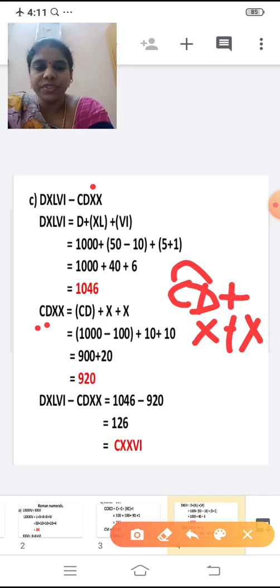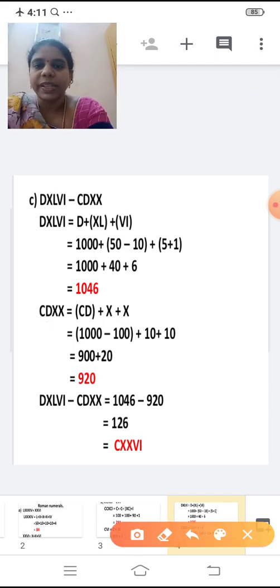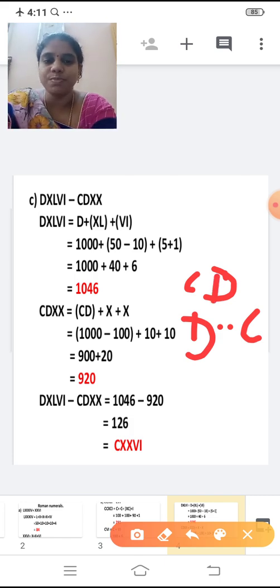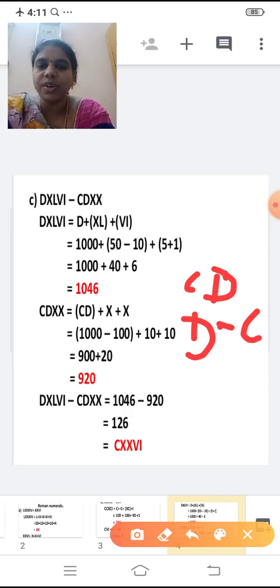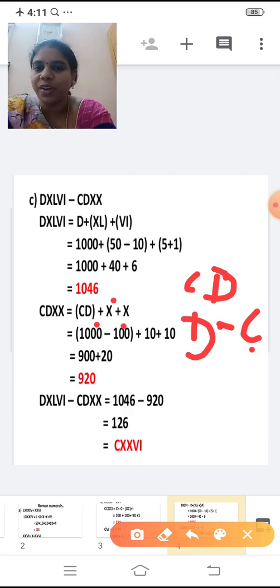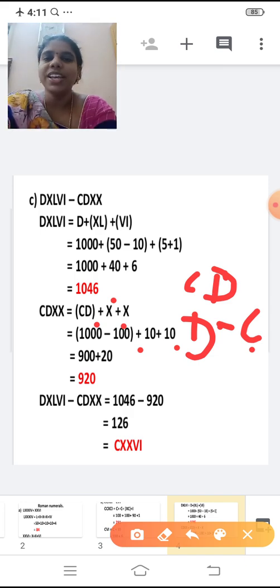So CD, what is the value of CD? What is the meaning of CD? D minus C, right? The smaller one is placed before the larger one. You are going to subtract the smaller one from the larger one. So D minus C. What is the value of D? 1000 minus C. What is the value of C? 100. What is the value of X? 10 plus one more X, 10. So 1000 minus 100, 900.